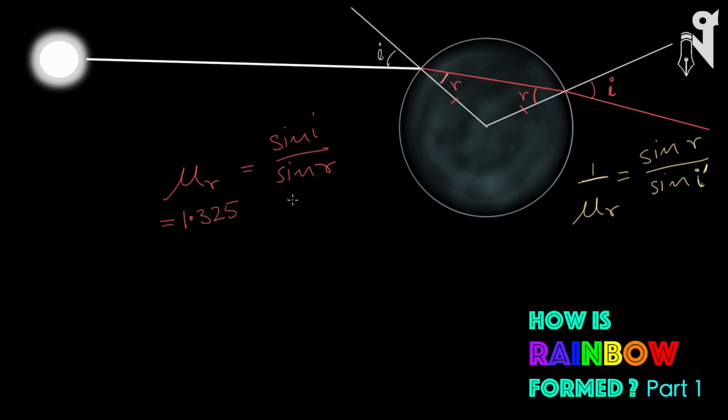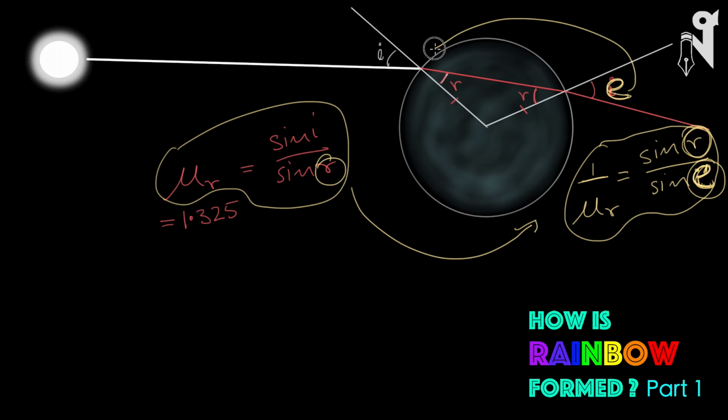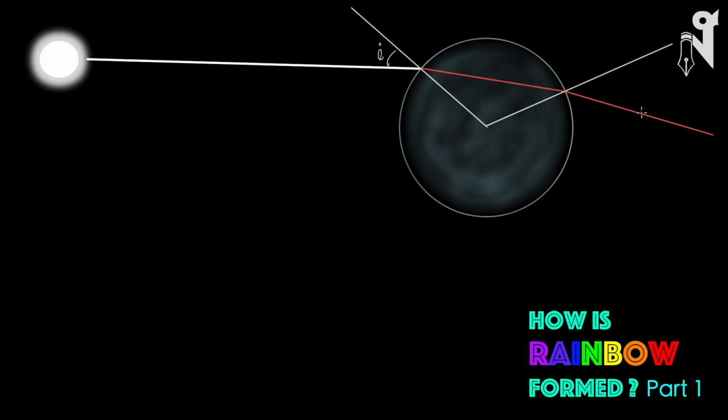But when you check out this formula with this, what you see is, if you reverse and equate it, your sine I dash is nothing but sine I. Mu r was sine I by sine r. 1 by mu r is sine r, same r as this one, by sine of some emergent angle, you can call it E for a while, but that angle of emergence is going to be ditto same as I.